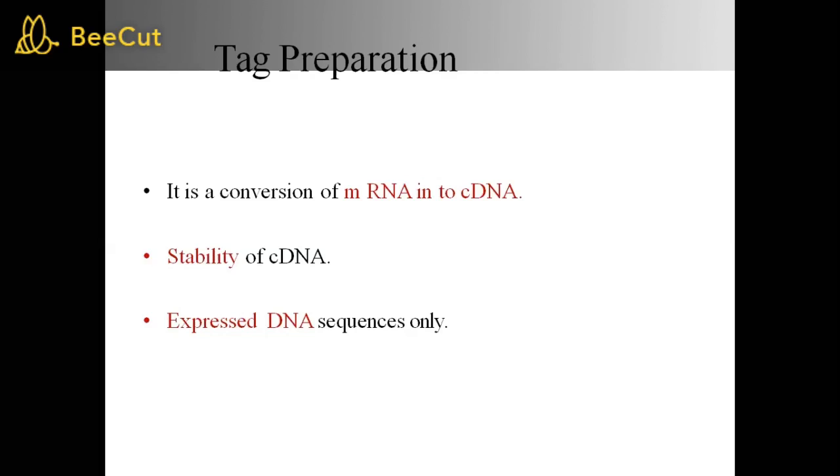Why is this mRNA converted into cDNA? Because mRNAs are unstable. If we have to isolate RNA from any tissue, we have to take extreme care, because RNases are present on our hands and may degrade the RNA during isolation. So care has to be taken, like wearing gloves. Since mRNA is unstable, we convert it into cDNA, which is more stable and contains expressed DNA sequences only.